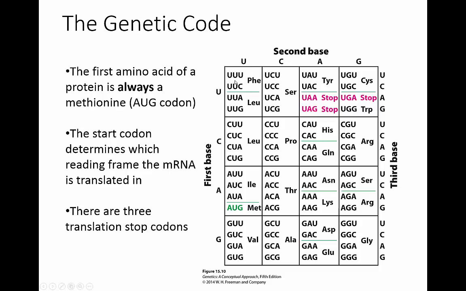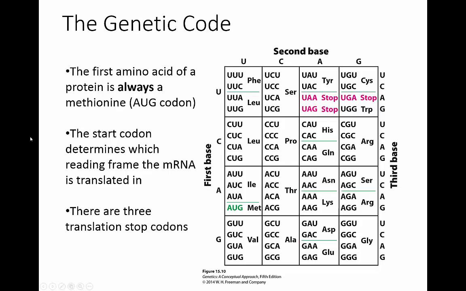So a couple of things I want to point out. The very first amino acid of a protein is always a methionine, and there is only one methionine codon, and that is found right here, AUG. One thing I want to mention is that although methionine is always the first amino acid, you can also have methionines in the middle of a protein.